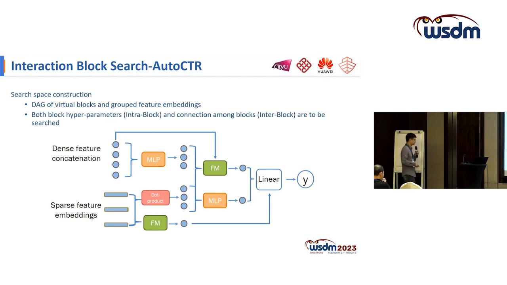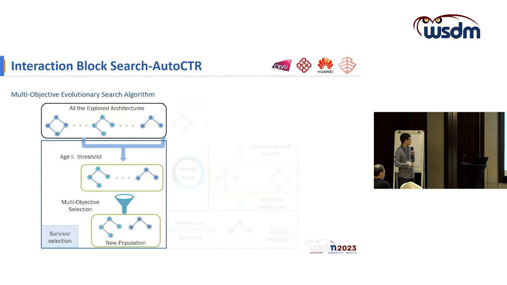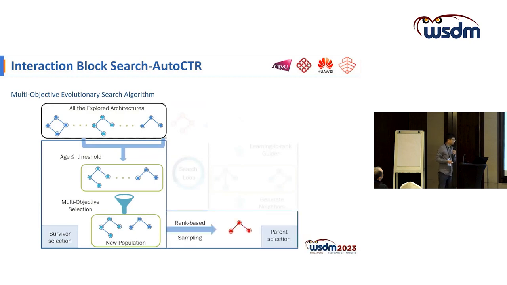Okay, so this is like a local game, trying to combine different blocks and find a very good performing architecture. And the search algorithm in this work is also an evolutionary search algorithm. Initially, we have a set of randomly generated architectures and the corresponding accuracy. And next, we select some good performing populations based on several criteria like their age, their accuracy and their complexity. We get a new population called the survivors. And based on the survivors, we select the top architecture, which is called the parent.